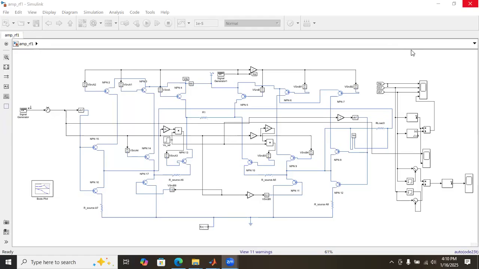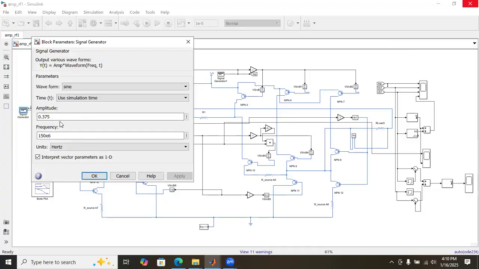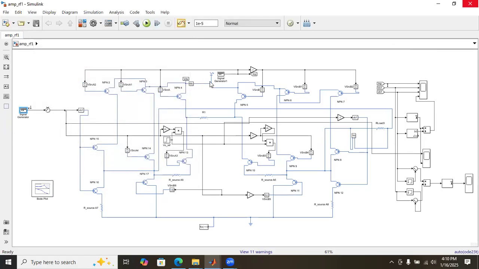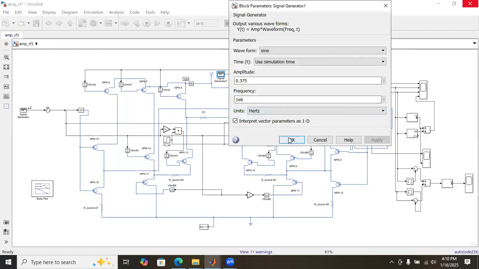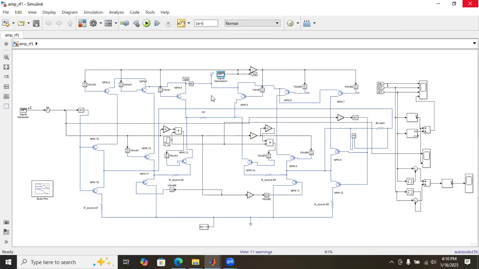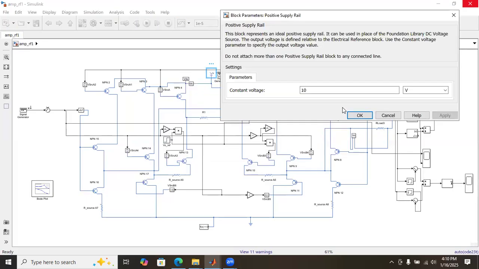This is a cascaded variable gain amplifier. In this, we are providing the input voltage. Input voltage is around 0.375 volt at 150 megahertz frequency, with pulse generation. And this is the positive rail voltage, 10 volt.